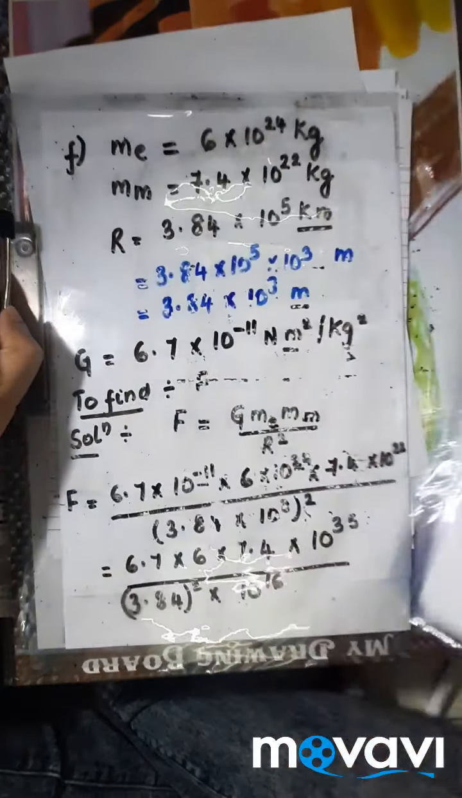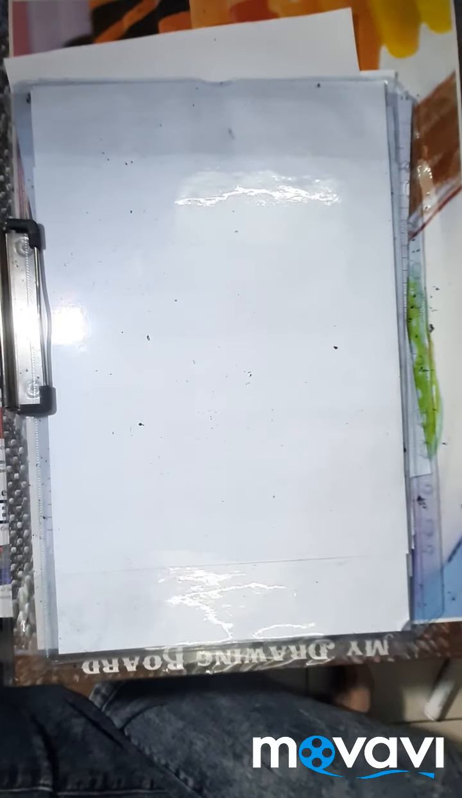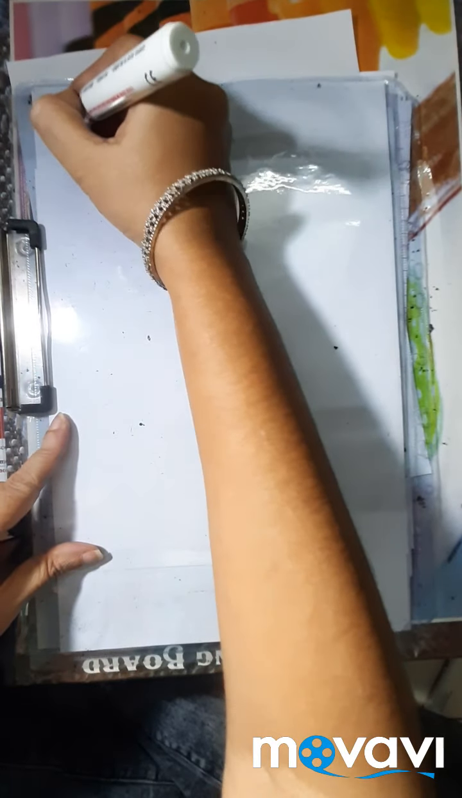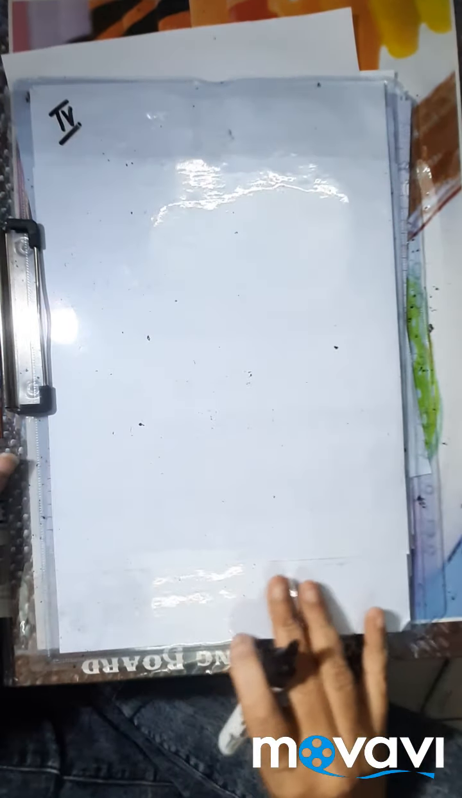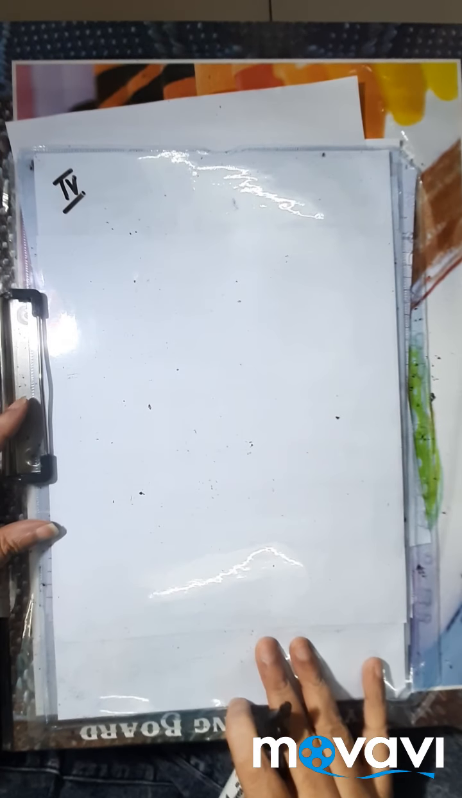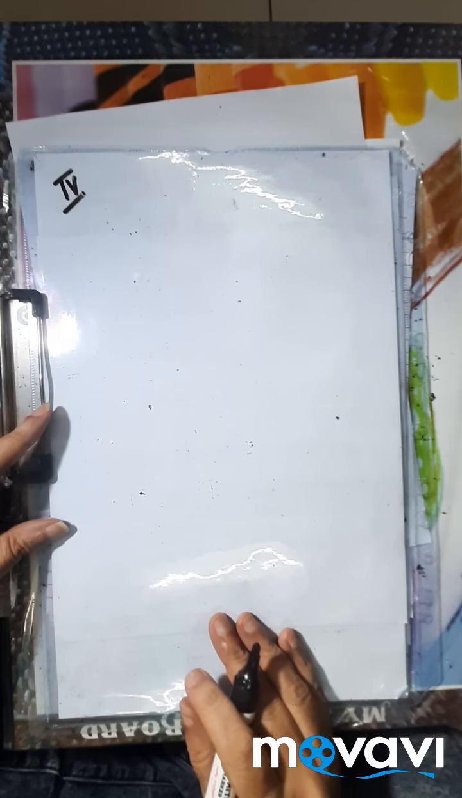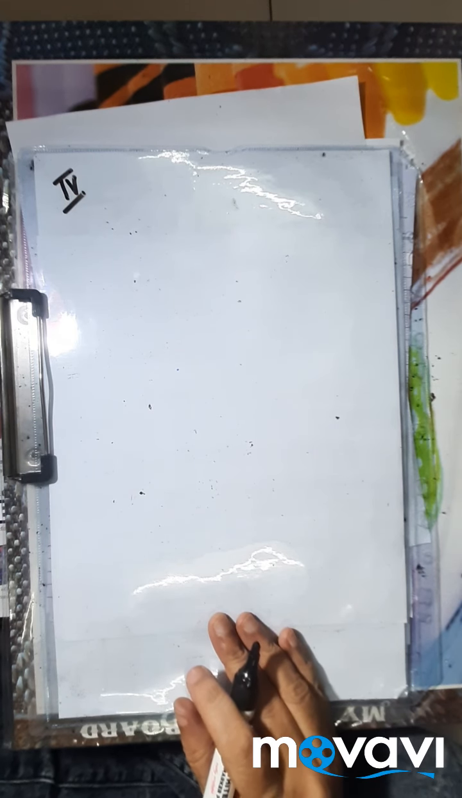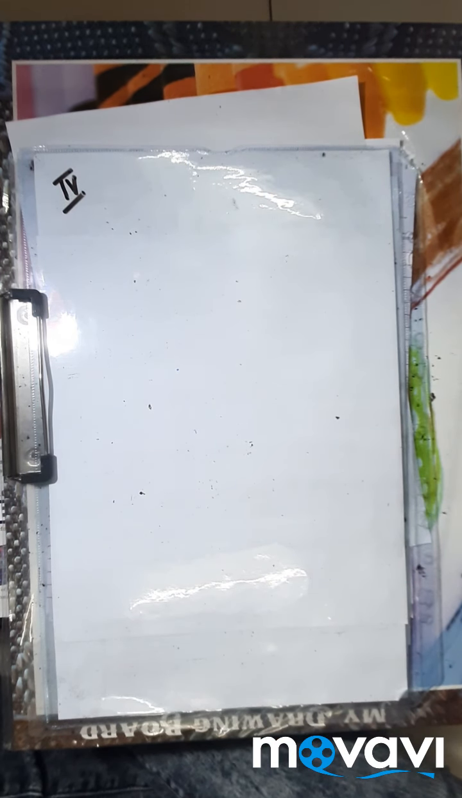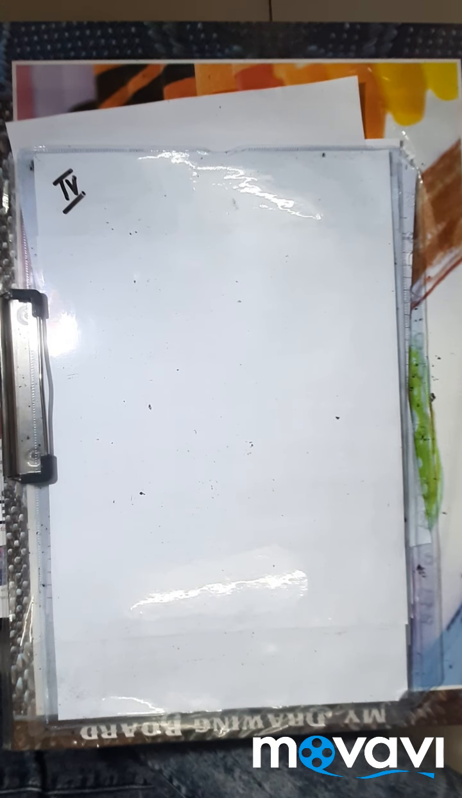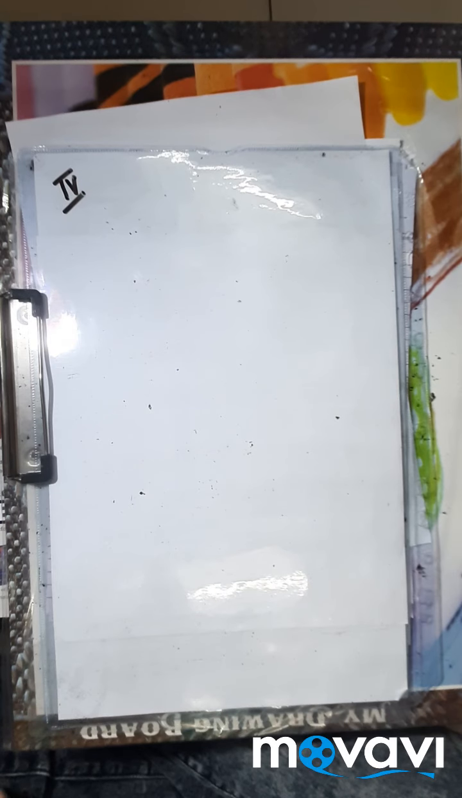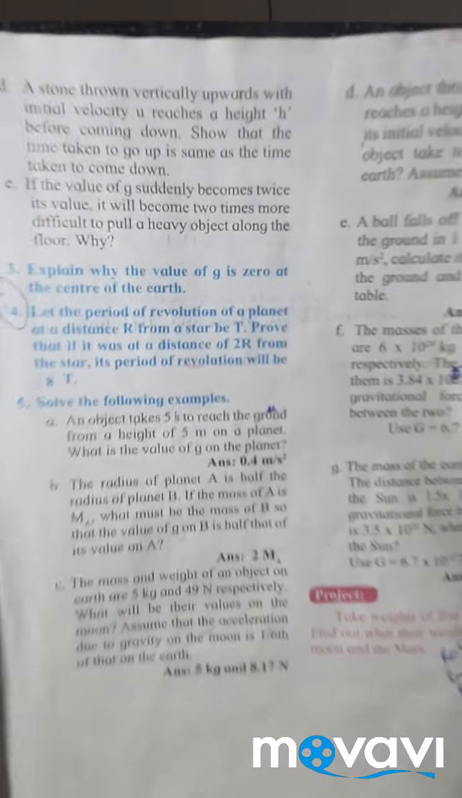Now, I also want to do for you question number 4. Okay, question number 4. Now it's a sort of derivation. If the period of revolution of a planet at a distance of r from the sun, so I'm showing you this question, can you see it? Anyway, read it in your textbook.